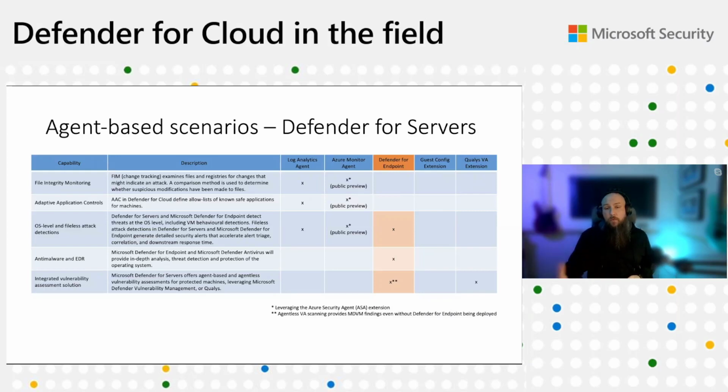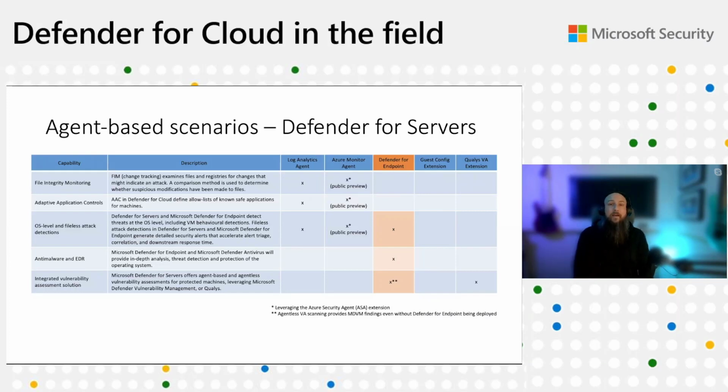There's also the Qualys VA extension that will offer a similar experience, but it relies on a different agent. And if there's not any need for using it, for example, if you're using a third-party EDR solution, you cannot leverage Microsoft Defender for Endpoint, then you might be looking into using Qualys VA. But there's a new capability, which is the agentless VA scanning capability that we introduced at the last Microsoft Ignite.